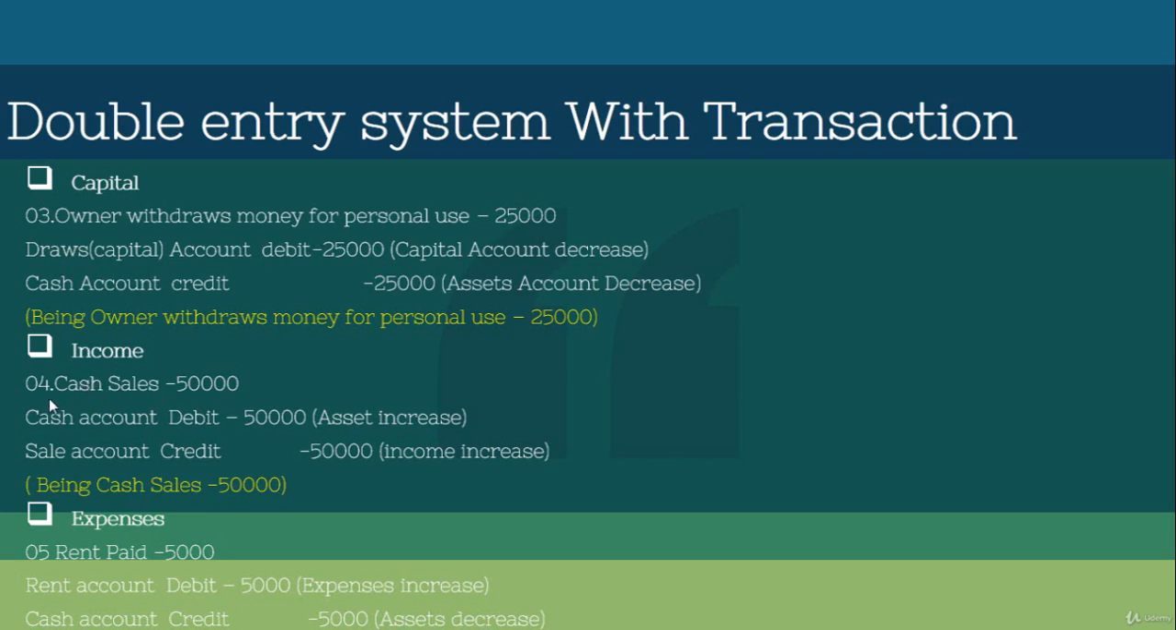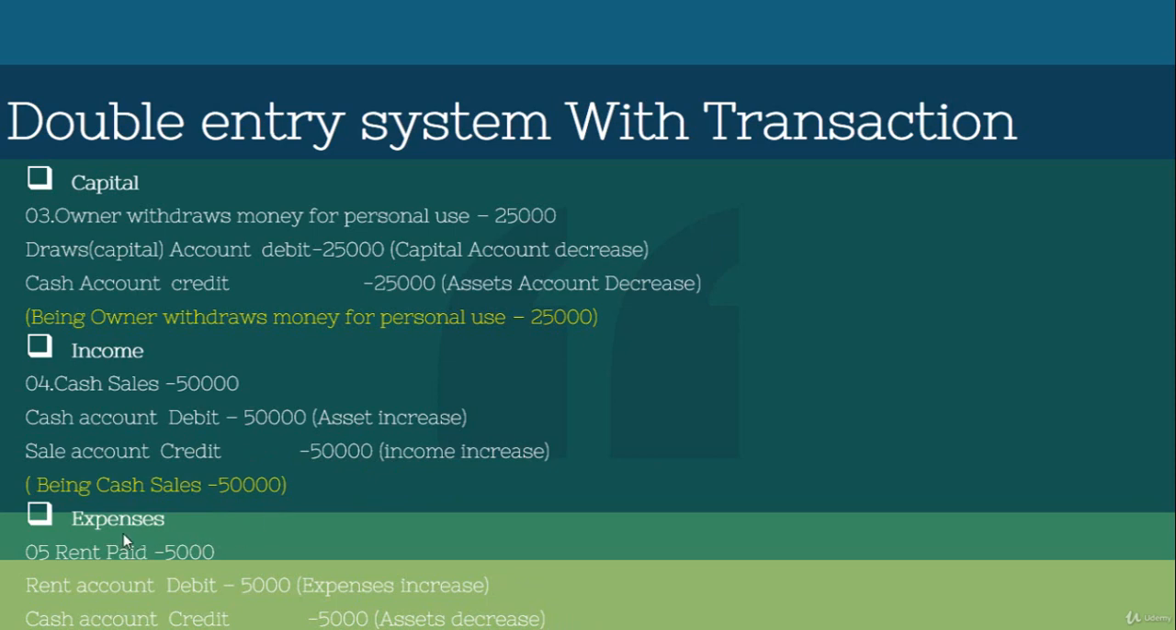And then income: cash sale 50,000. What will happen? Cash increases and sales increase. Sales relate to income, so income increases, and cash relates to assets, which increase. Asset increase means cash account debit 50,000, and income increase is a credit, so sales account credit 50,000. The narration is cash sale 50,000.